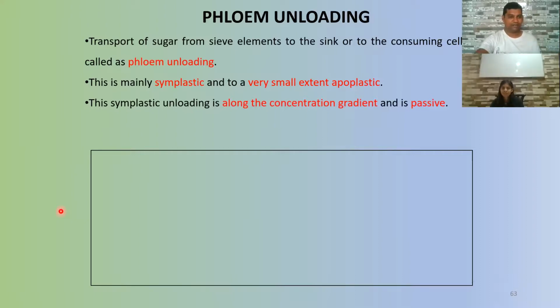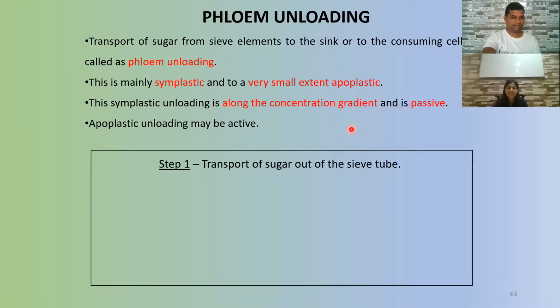Phloem unloading is along the concentration gradient, from higher to lower. And that's why it's a passive process. And if it is apoplastic, then maybe an active process. So the first step of unloading is that the sieve tube has arrived, the truck has reached the market.